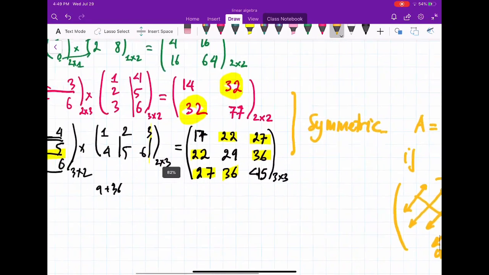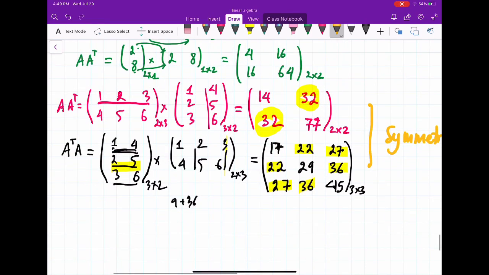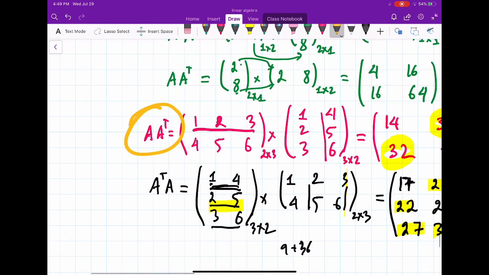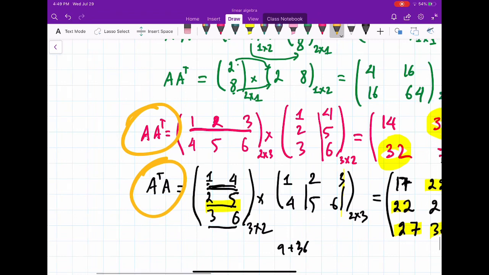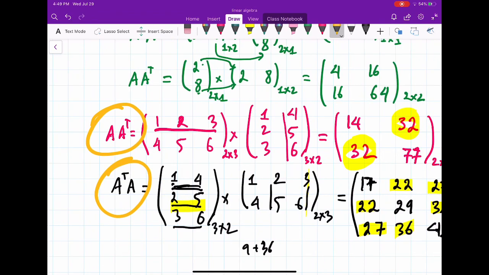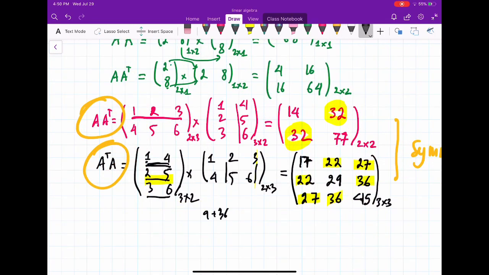And surprisingly, the product of A and A transpose, or A transpose and A, are always symmetric for any matrix A. So I think we can finish our lecture today. So we'll see you in the next video. If you have any questions, please feel free to let me know.